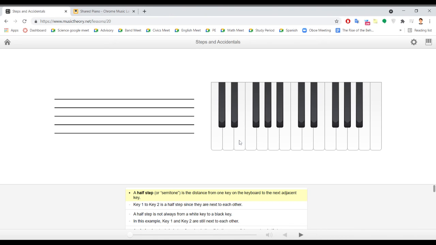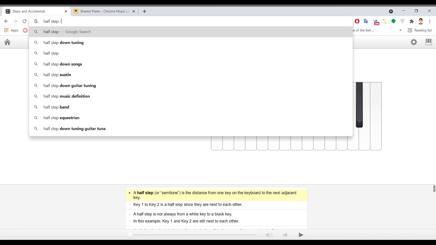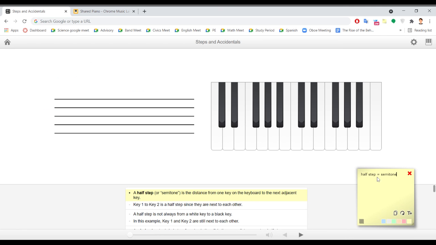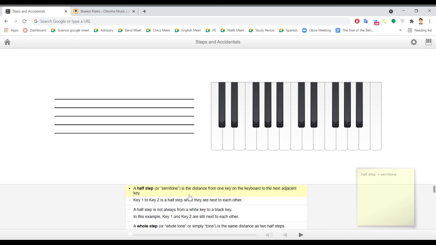Okay, so today I'm going to be talking to you about half steps, semitones, and steps and accidentals. So, starting from here, a half step or a semitone, which means a half step equals a semitone. Let me just write that down. A half step equals a semitone. So, a semitone is the distance from one key on the keyboard to the next adjacent key.